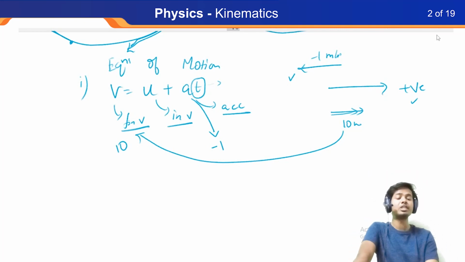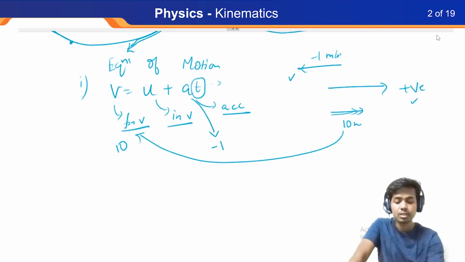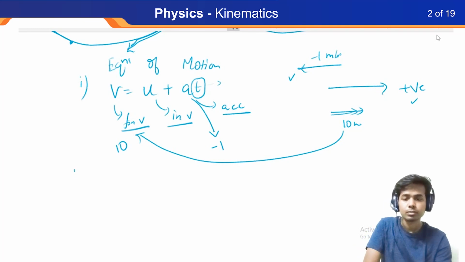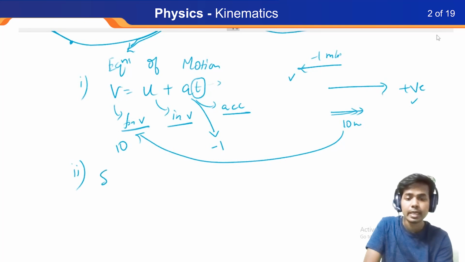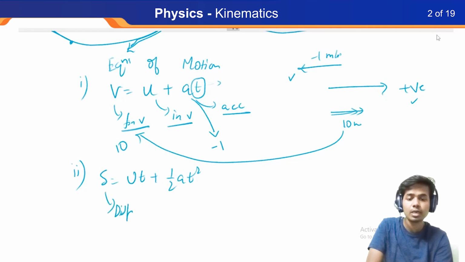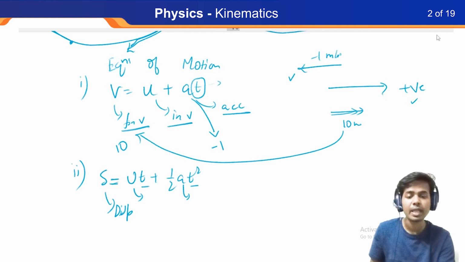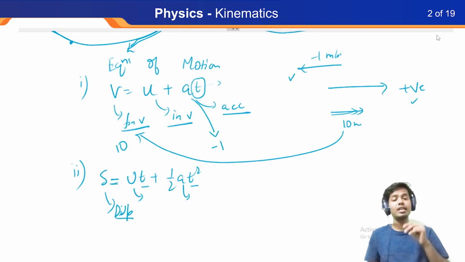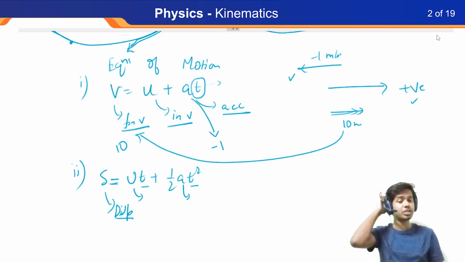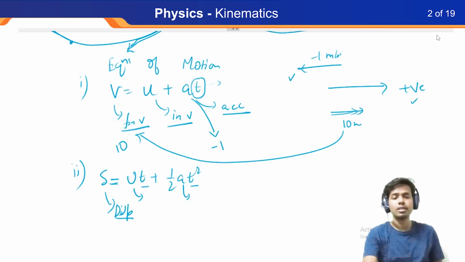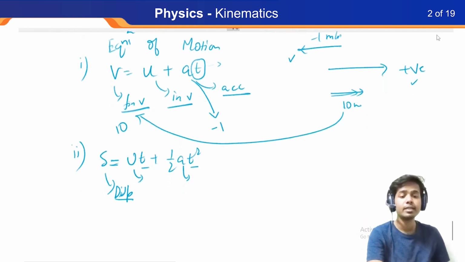These are not just the magnitude equations. These also consider directions. The second equation is s is equal to ut plus half a t square. s is the displacement, which is of course a vector quantity. u, as I told you, is a vector quantity. a is a vector quantity, and t is just a scalar quantity. So in the same manner, you will have to apply displacements as negative or positive depending on the sign convention that you have chosen, as well as the speeds, the velocity and the acceleration.